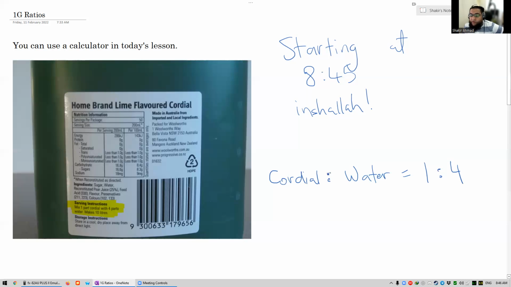And today we're going to talk about the mathematics of it. For example, if you wanted to make 3 liters of cordial, how would you go about doing that, mathematically speaking? That's a very realistic, real-life question. You may have to do that sometime in the future.